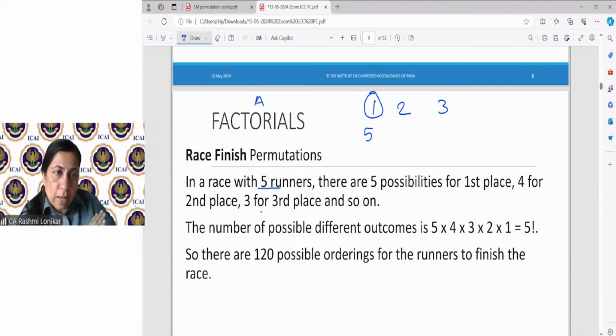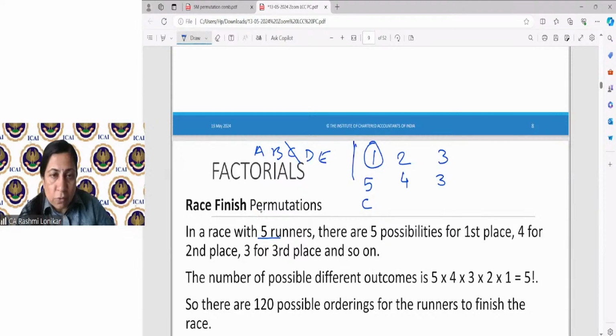So suppose I have A, B, C, D, and E. If C has come first, he's already out of the picture. How many people can come second? 1, 2, 3, 4. So 4 people can come second. Then how many can come third? Then I have third. So this is for the podium.